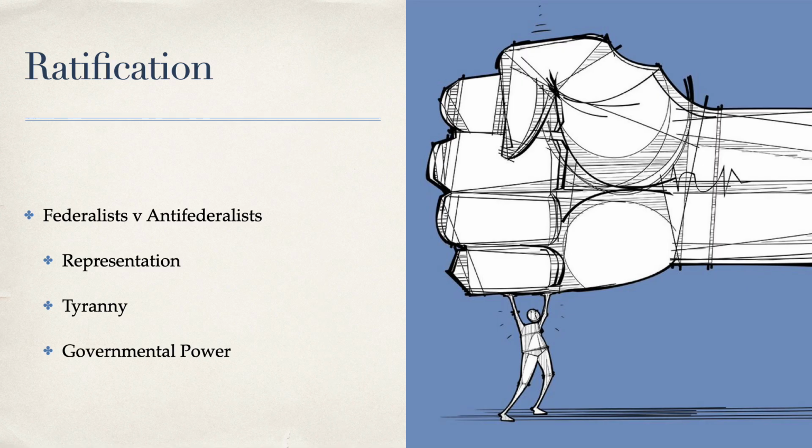Because of the debate over the Constitution, this is where we get the Federalist Papers. These were 85 newspaper articles that appeared in newspapers in New York City. They were written by Alexander Hamilton, James Madison, and John Jay, but they were all signed Publius, meaning of the people or the people. And all of these were articles supporting ratification of the Constitution.